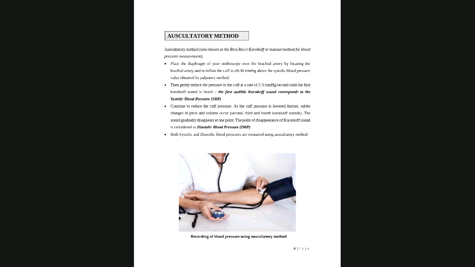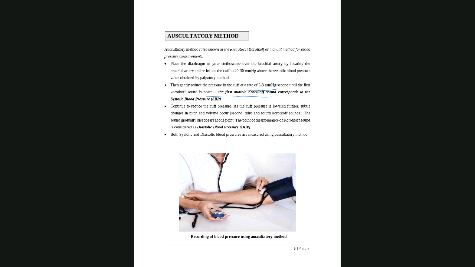As I mentioned, in the palpatory method you already got the systolic blood pressure, right? Suppose it is 100, you will be raising the pressure to 130 millimeters, 30 millimeters above the systolic value. Then you will keep the diaphragm of the stethoscope on the blood vessel and slowly release the pressure at the rate of 2 to 3 millimeters until the first Korotkov sound is heard. This kind of sound is called a Korotkov sound.